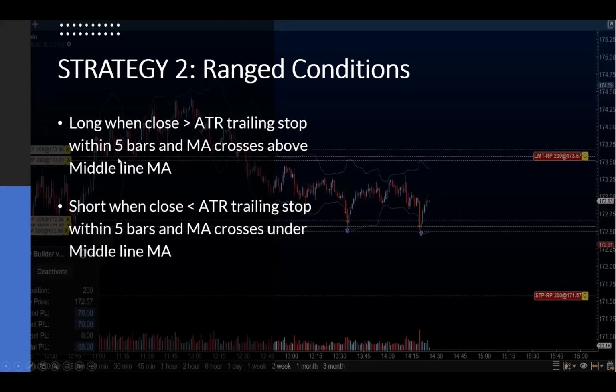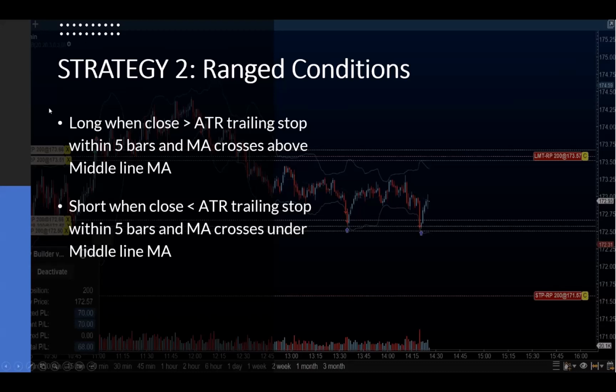So if that's the case within 5 bars, and our MA crosses above our middle line MA, which is going to be from another study called the middle line HLA, I think, from our TOS study pack. So if we're above the ATR trailing stop within 5 bars, and we have this cross from this other study, this long signal, we're going to go long. So one study is telling us that we're in a long trade, we're above the lower trailing stop, and we have this crossover signal. Well, now we have confluence. We have 2 indicators telling us something, and they're relatively independent of one another. We're going to go long.